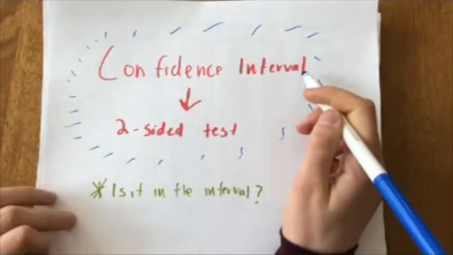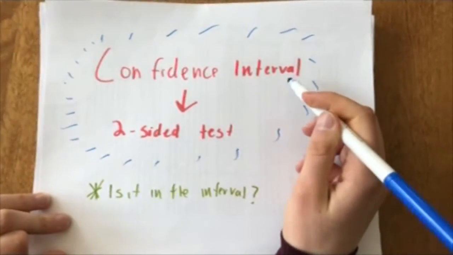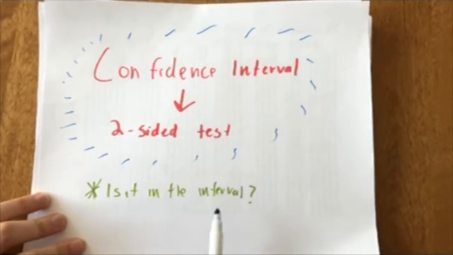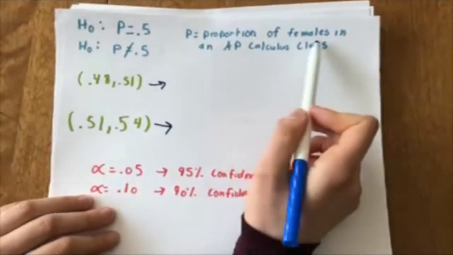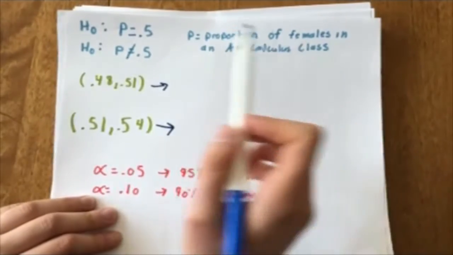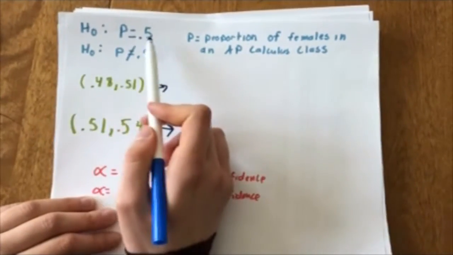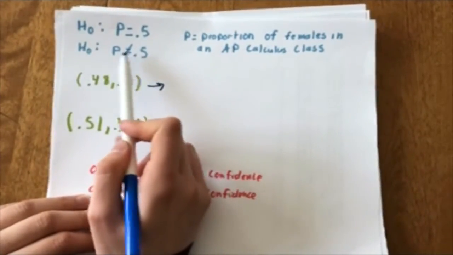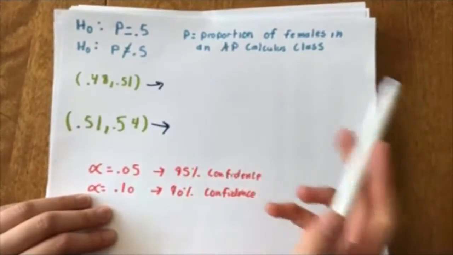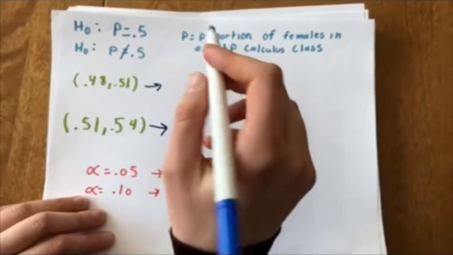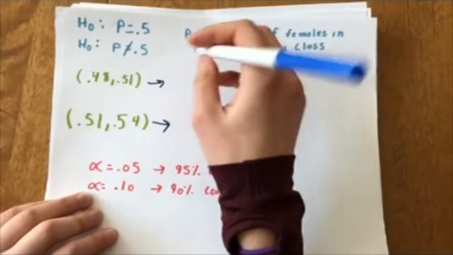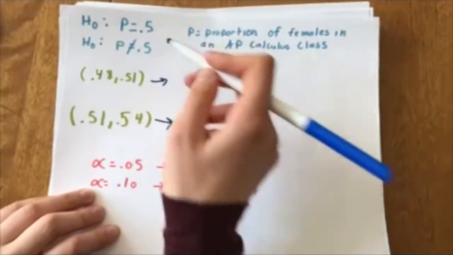I'm going to talk about confidence intervals and how we can use them to draw inferences on two-sided tests. The most important thing we need to always remember is: is it in the interval? So if p is the proportion of females in an AP Calculus class, and our null hypothesis is that the proportion of females is 0.5, and we are trying to see if it is not 0.5, whether it's more or less. Now, if we're given a confidence interval of 0.48 to 0.51, then 0.5 is included in this interval.